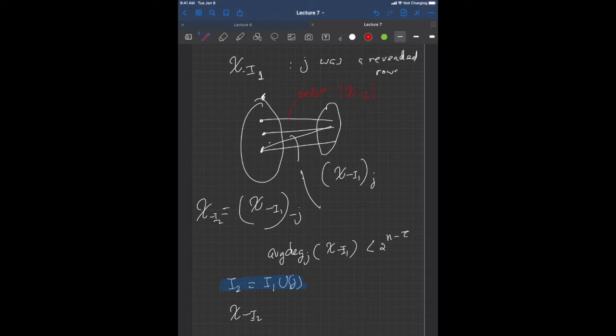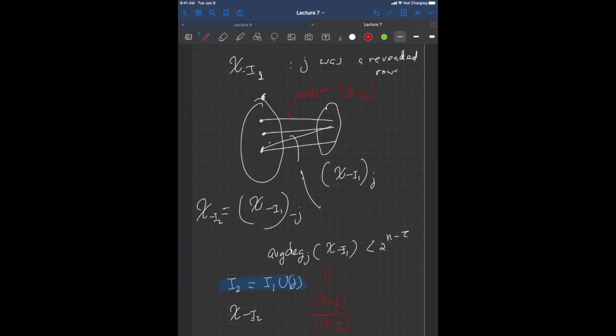And by definition of average degree, what was the definition of average degree? It is the number of edges divided by the cardinality of the left side. So average degree is nothing but the cardinality of x minus I1, which is the number of edges, divided by the number of left side vertices, which is x minus I2, because of the fact highlighted in blue. So what does it tell you? This tells us that x minus I1 is not too large compared to x minus I2.